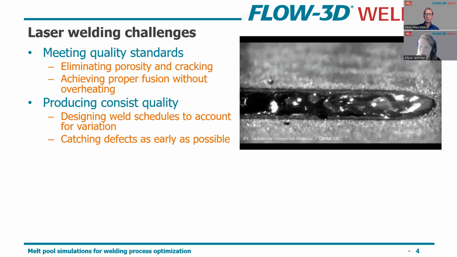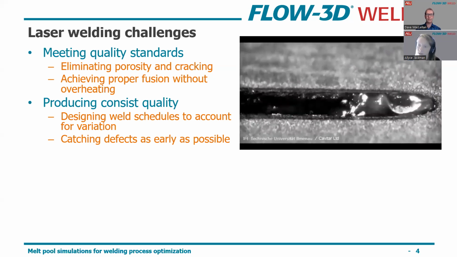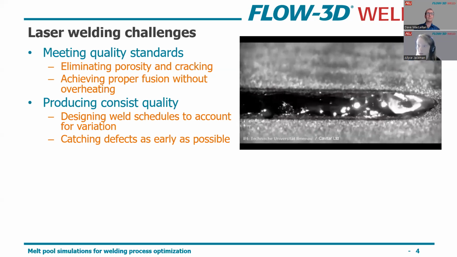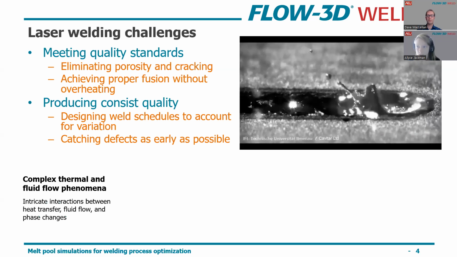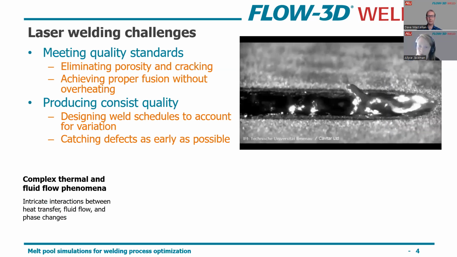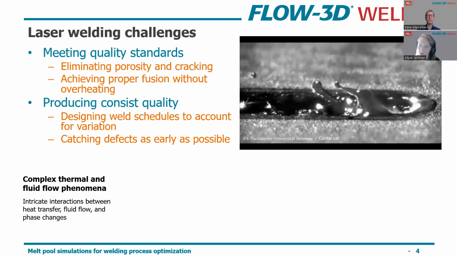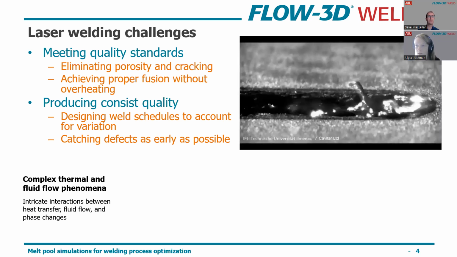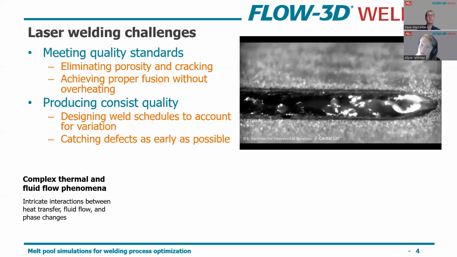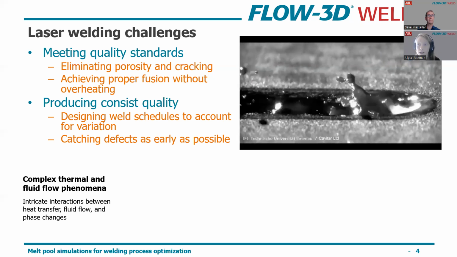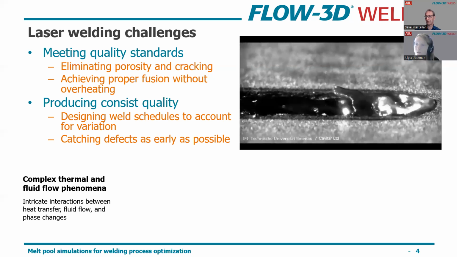So designing those weld schedules to account for the variation, but also being able to catch defects as early as possible before the products go out. In terms of the physics at play here, we're looking at very complex thermal and fluid flow phenomena. When you're melting a metal, it's undergoing heat transfer, convection, radiation. There's phase changes happening from solid to liquid to vapor. So there's a lot at play here that is going into the stability of the process.